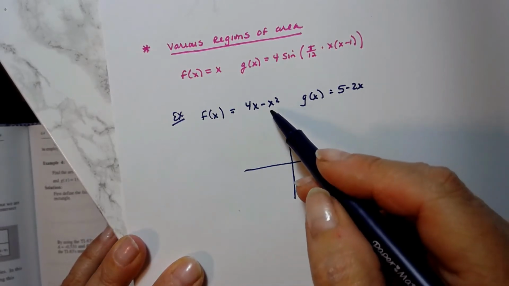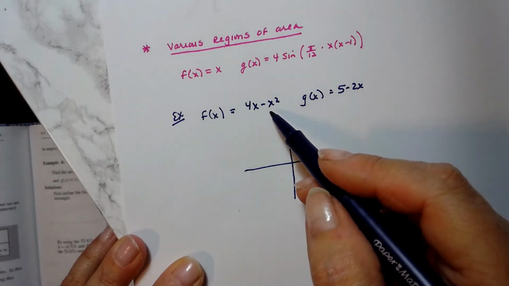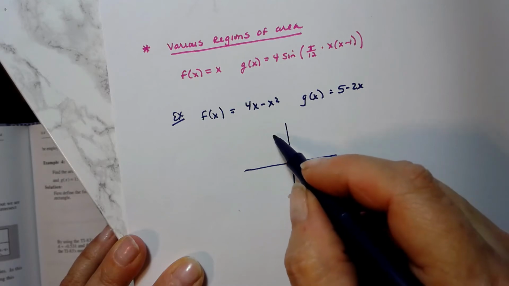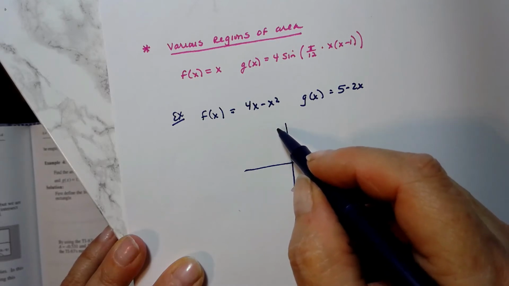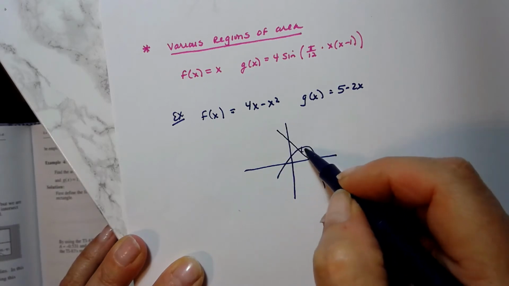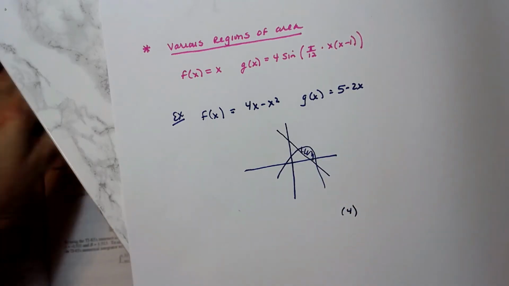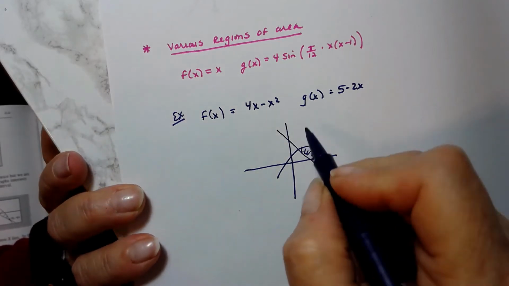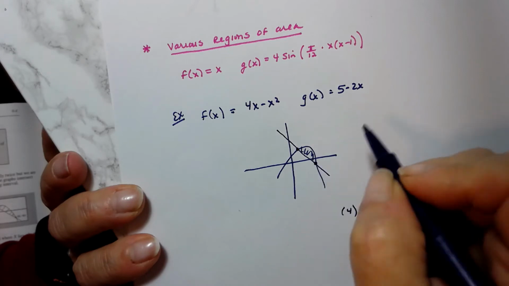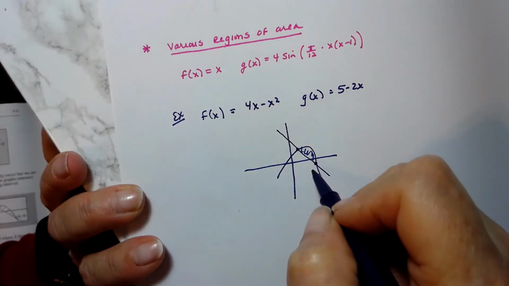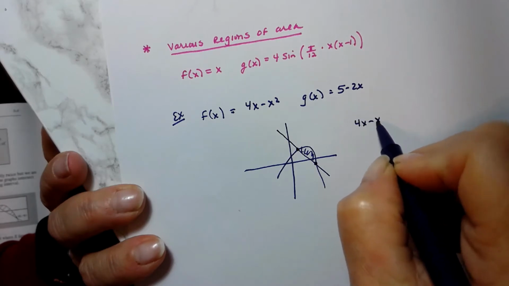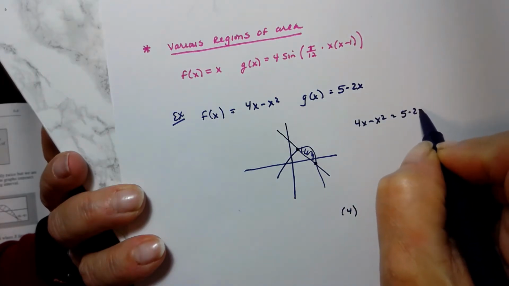If I sketch a quick little picture, the vertex is at negative 4 over 2a, so about 2. It's going to be this little region here. You can graph it on your calculator. The idea is I have these two points of intersection that I need to find because those are my limits of integration. So all I have to do is set my equations equal: 4x minus x squared equals 5 minus 2x, and solve.